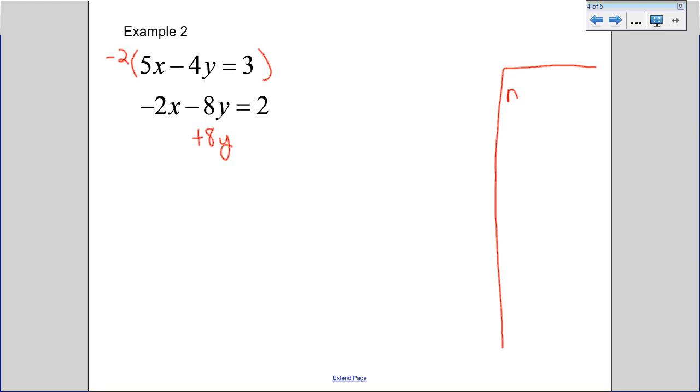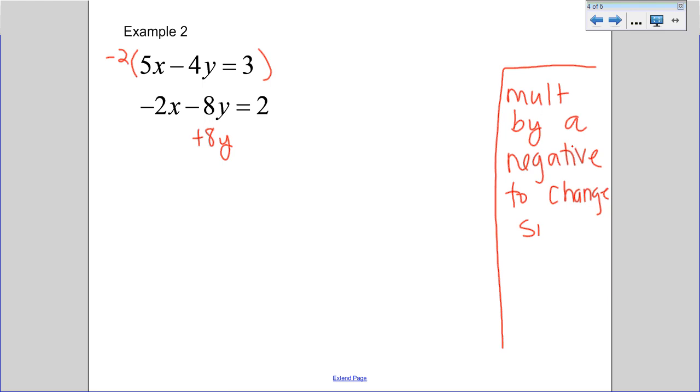We said that you multiply by a negative to change signs. All right? We needed this negative 4 to become a positive number. I wasn't sure yet what number it was going to become, but I knew it needed to become positive, so I knew whatever I was multiplying by was going to have to be negative. Then I said, okay, what do I multiply 4 by to get 8? I multiplied by a negative 2.